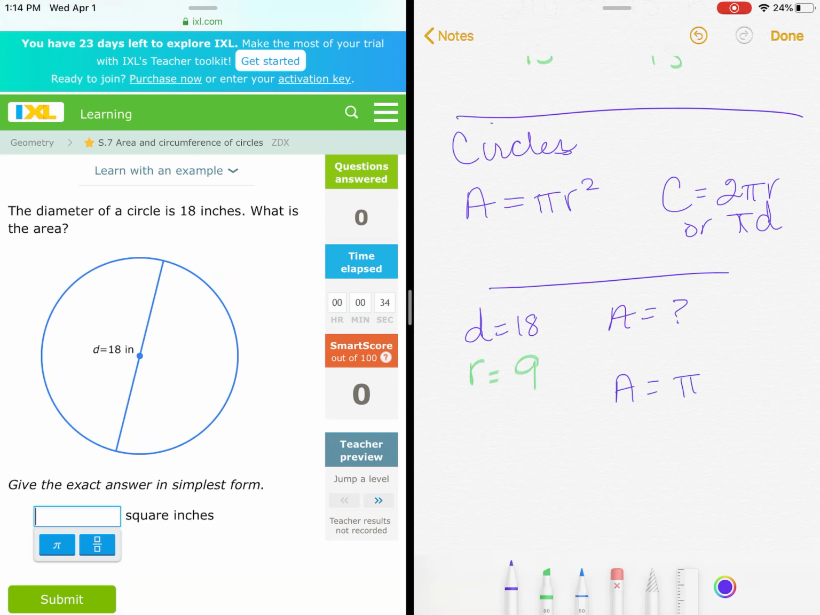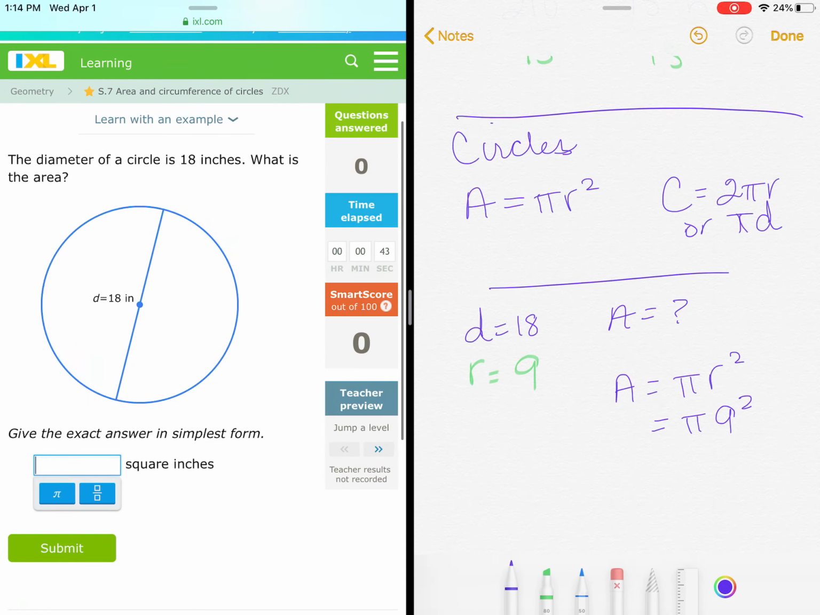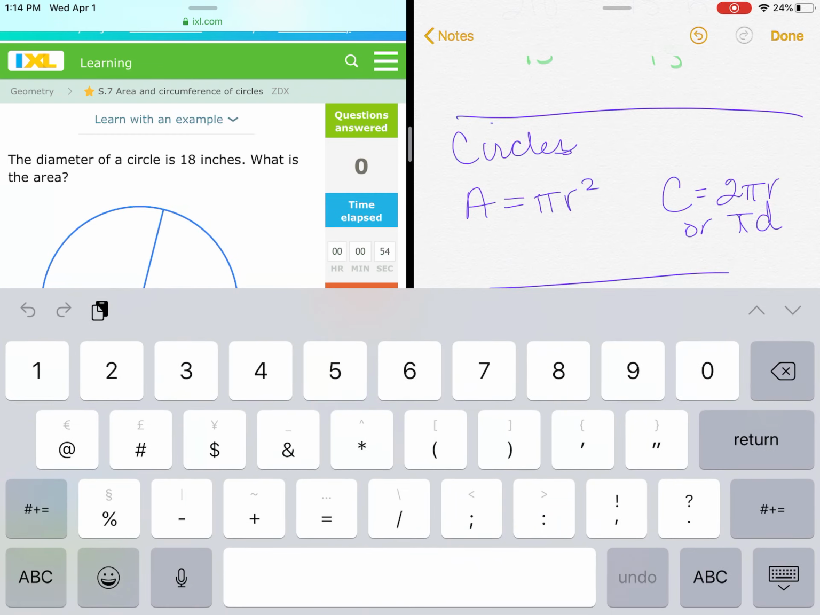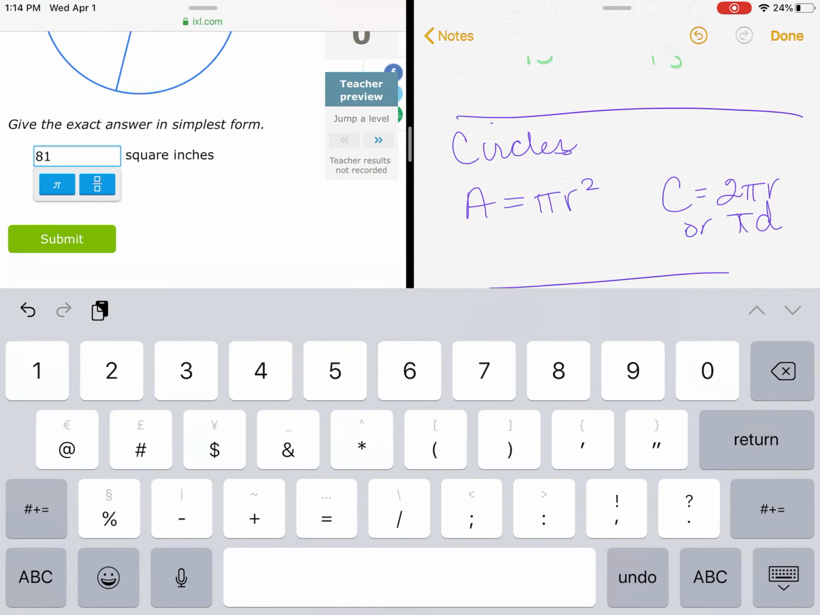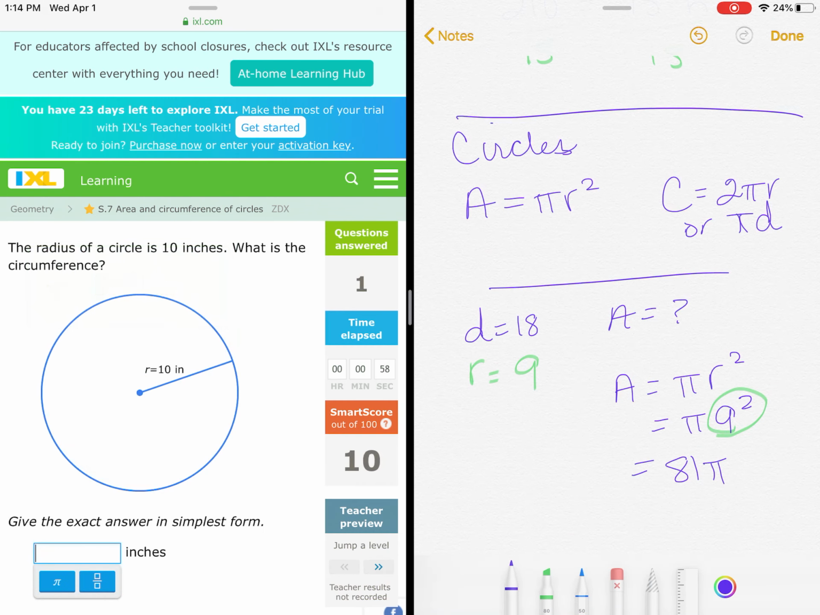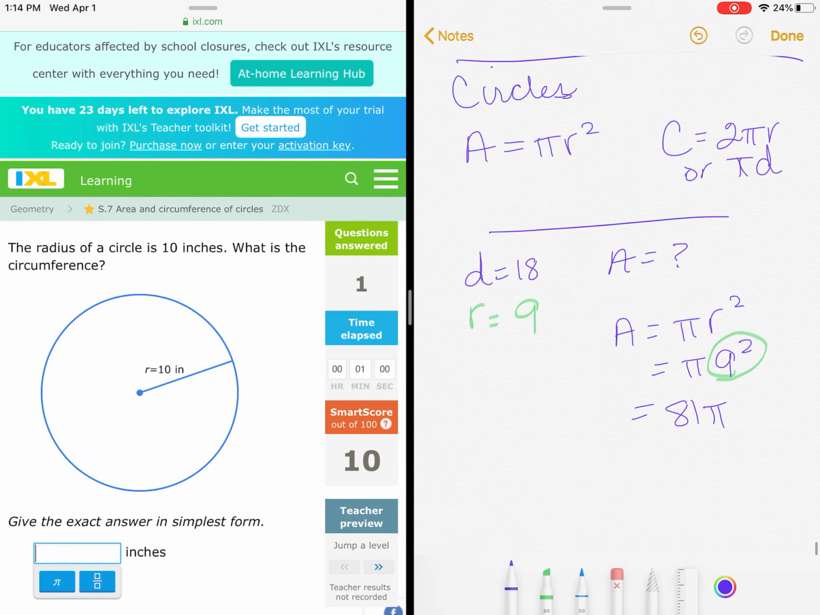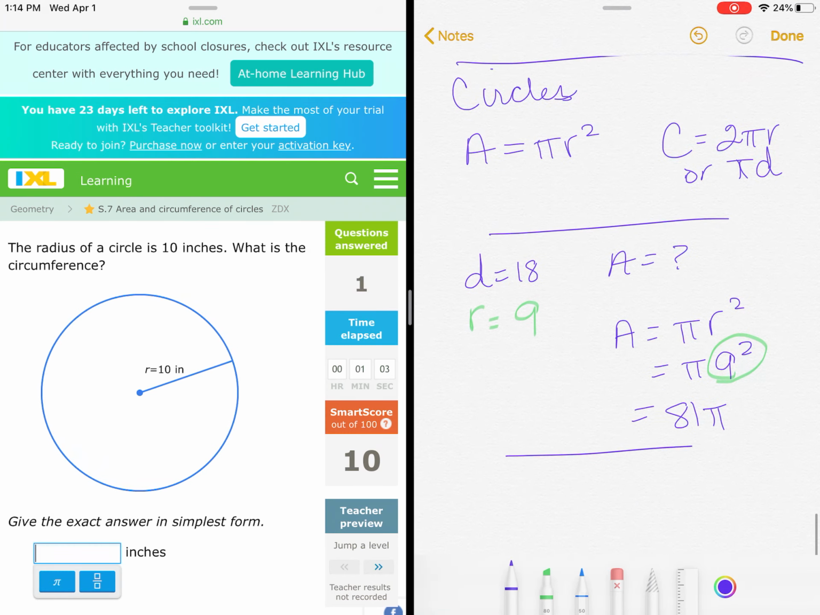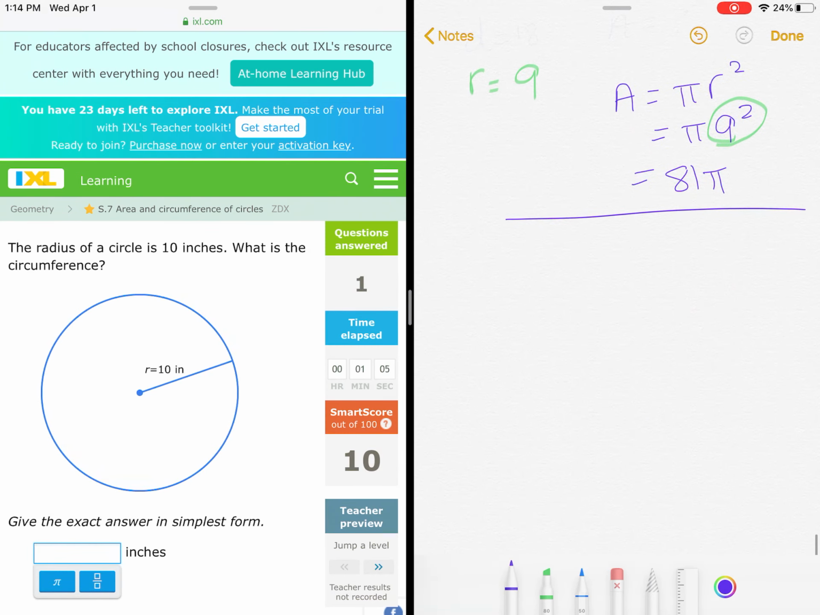So area is pi r squared. So pi times 9 squared. It says give the exact answer in simplest form, so it wants pi left in. So I'm going to do 9 squared, which is 81. So that's 81 pi. Okay, so when you type these in, make sure you are reading what it says. It says to leave it in simplest form, so make sure you leave pi in there.